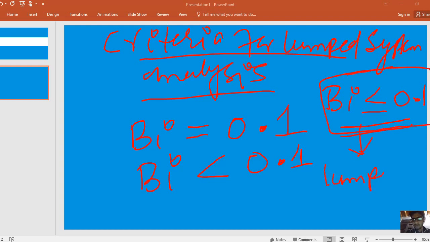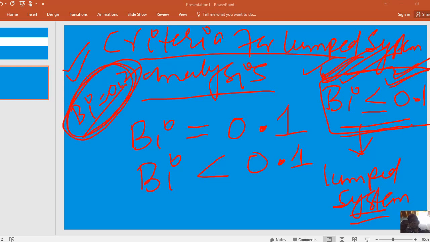But this criteria can be changed if we do not need much accuracy. Then we can use a Biot number of 0.2, 0.3 or something. But in these cases, error in our experiments will occur. So for a lump system, the criteria is that the Biot number should be less than or equal to 0.1. If the Biot number of a system is less than or equal to 0.1, then the system will be considered a lump system.